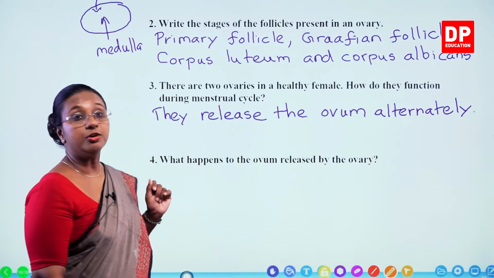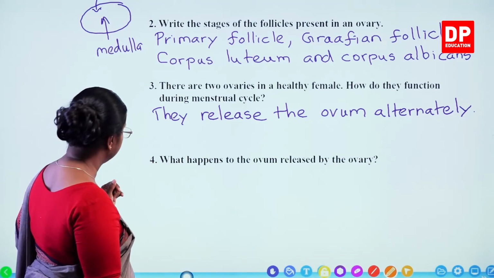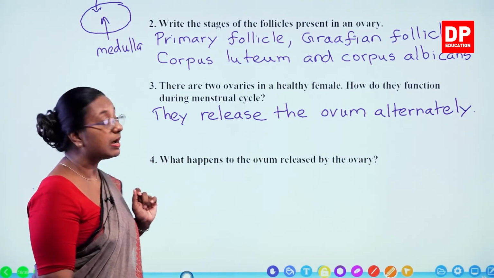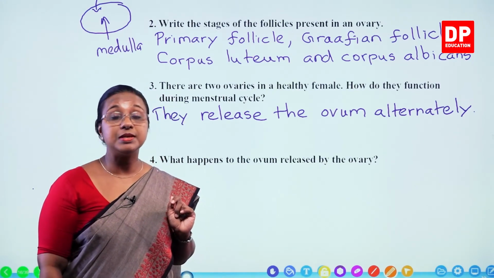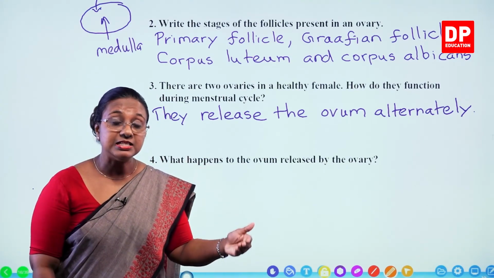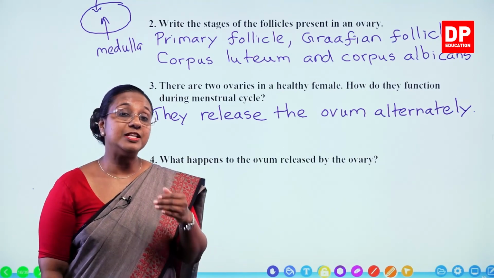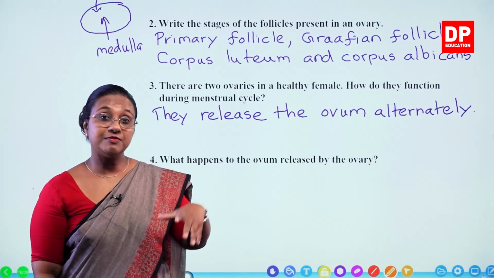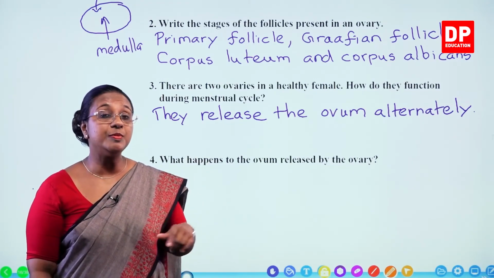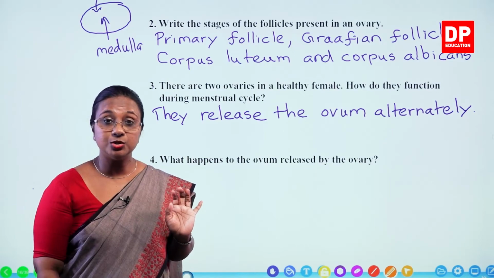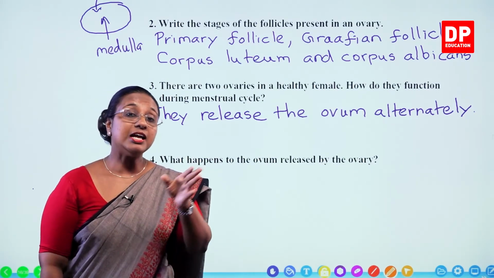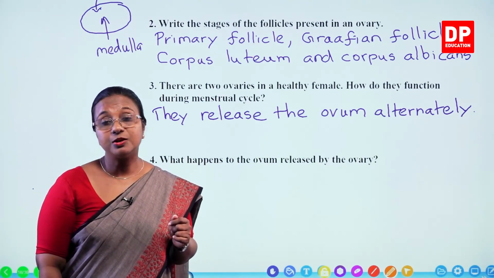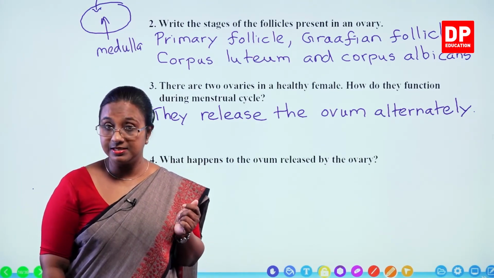So that is how the ovaries function in a healthy female. Then the 4th one. What happens to the ovum released by the ovary? It is released into the abdominal cavity, and with the movement of the fimbria, the funnel-like, finger-like projections of the funnel-like structure of the fallopian tube, the ovum is directed into the fallopian tube. There it moves towards the uterus. Then only it undergoes fertilization if there is a sperm.